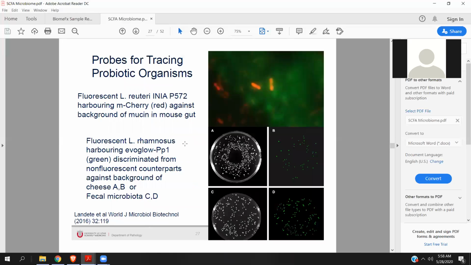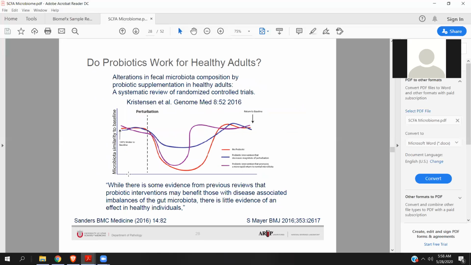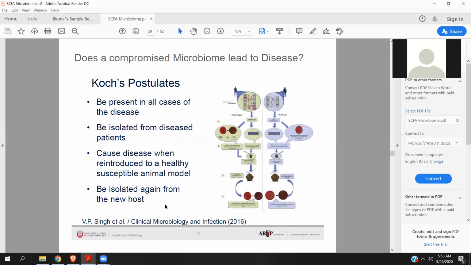Then they're looking at how do probiotics work, and this is a very important statement. This study was done in 2016, and they're saying, while there is some evidence from previous reviews that probiotic interventions may benefit those with disease-associated imbalances of the gut microbiota, there is little evidence of an effect in healthy individuals. This is when they began to realize that unprotected or non-spore bacteria really weren't doing that much as far as probiotics. So there's some research there.